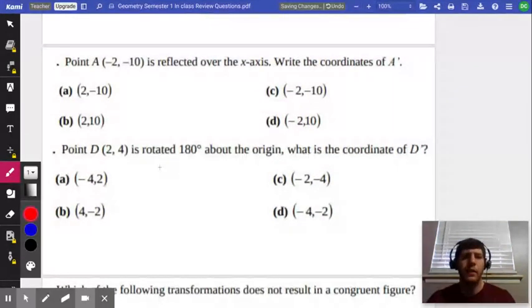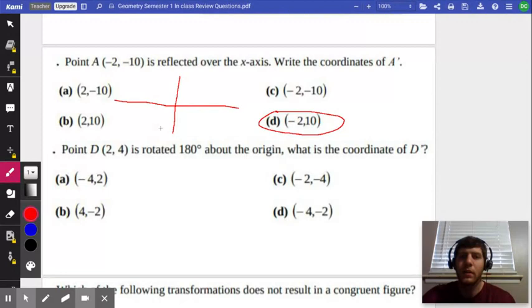So point A, negative 2, negative 10, is reflected over the x-axis. What are the coordinates of A prime? If we reflect over the x-axis, that is our horizontal axis, we're reflecting it up and down. So your x value stays the same, but you're going to change the value of your y. So negative 2 should stay the same, but it should become positive 10. If we wanted a diagram of this, negative 2, negative 10 would be somewhere here. So A prime would be up here.